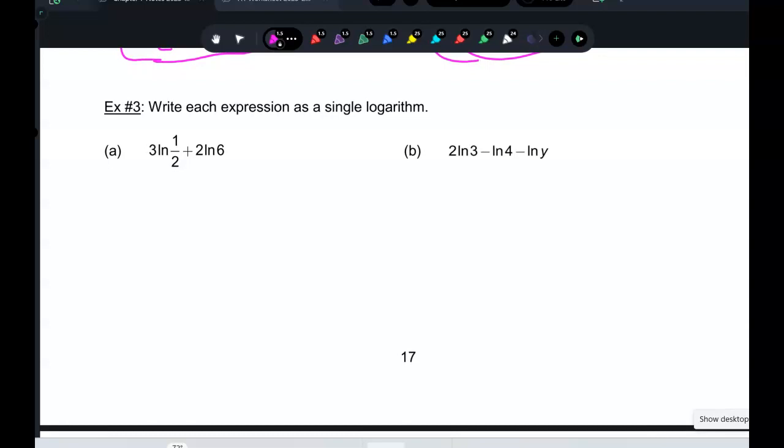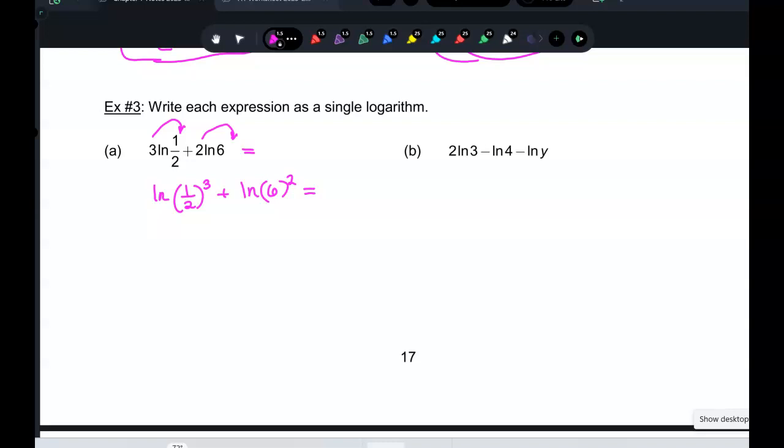We want to write each expression as a single logarithm. We've already done this before, just not with natural log. So the first thing that we want to do is move the exponents here. We're going to write this as natural log of 1/2 to the third plus natural log of 6 squared. Why do we do that? I'm trying to condense it into one. We've done this before with other logarithms, and the rules are still the same. I want to be able to condense it into one logarithm.